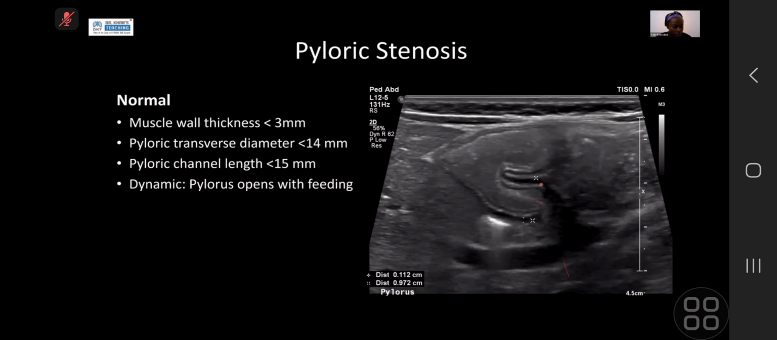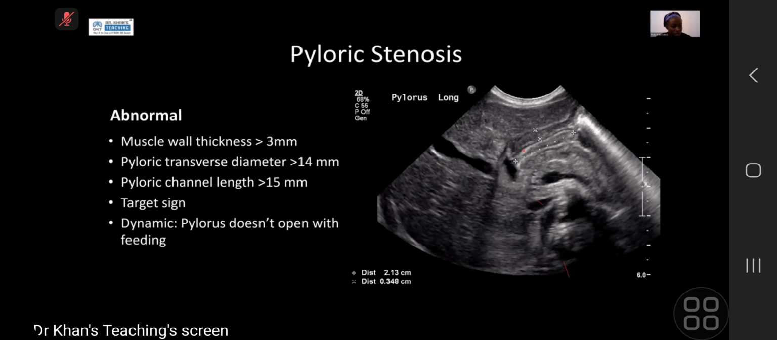So this is the transverse diameter, so you can see that this is 11 millimeters, which is within normal. The single muscle wall thickness is 1 millimeter, and then I've not got a channel length measurement, but that was also normal. So this is our case that we saw. We can see that the muscle wall is too thick, so it's more than 3 millimeters. The channel is too long, so it's 21 millimeters rather than being less than 15, and the transverse diameter is not measured here, but this would most likely be more than 14 millimeters.